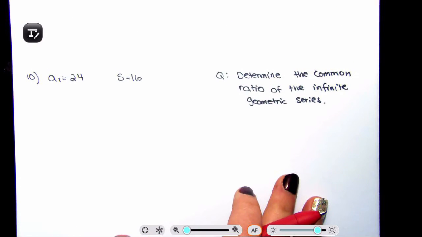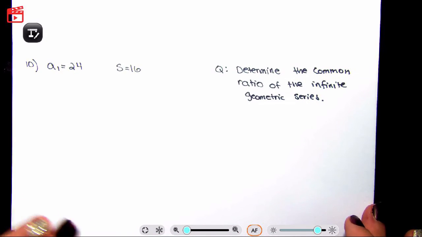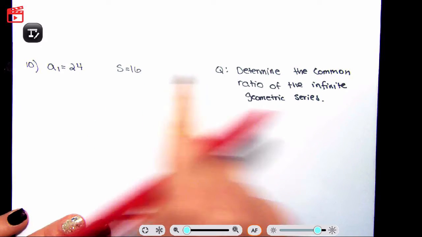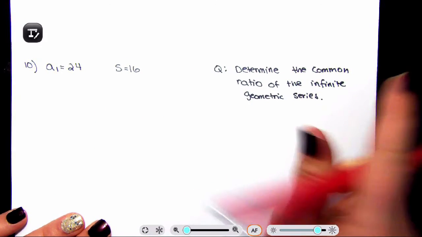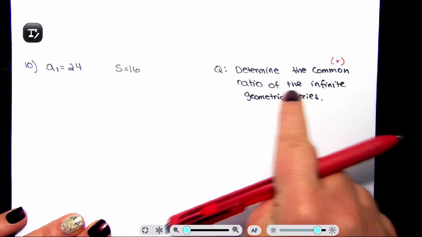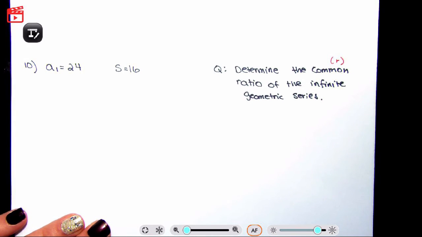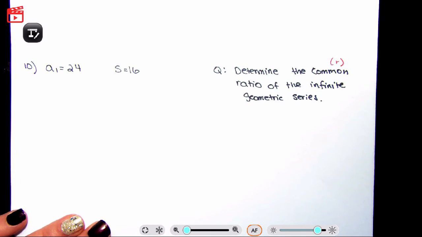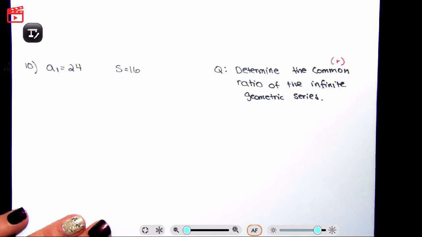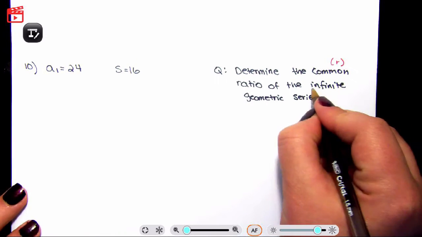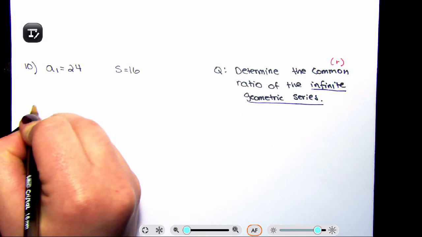Last problem, we have question number 10. A sub 1 is 24, S is 16. Determine the common ratio. Again, the common ratio is R of the infinite geometric series. If they're asking you to solve for a common ratio or the number of terms, they have to tell you what type of series it is. Is it geometric? Is it arithmetic? Is it infinite? Is it finite? In this case, they told us it's an infinite geometric series, so we know what formula to use.